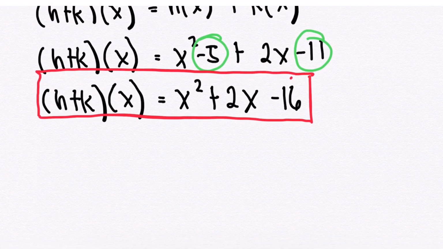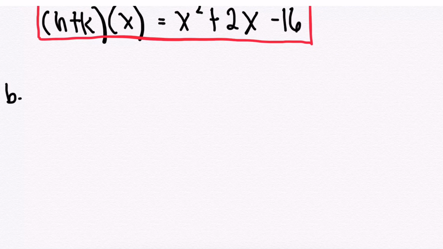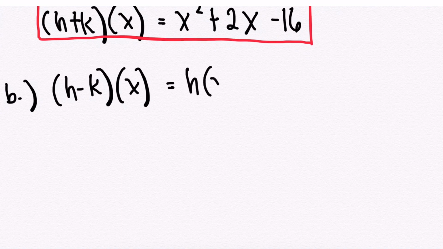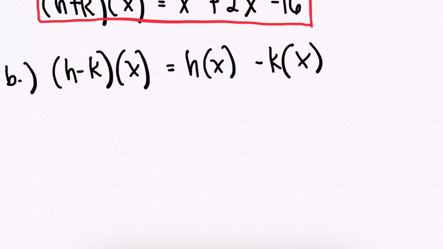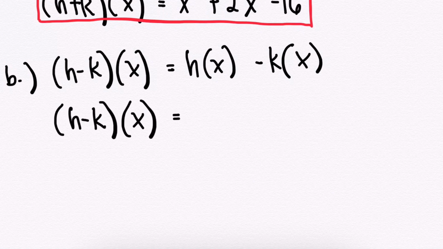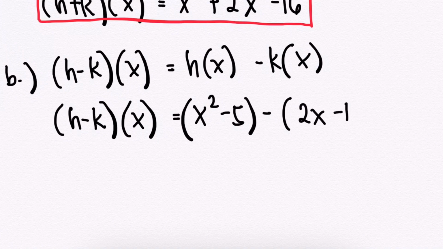Okay, let's have example B. Suppose you are asked to subtract, h minus k of x, and that is equal to h of x minus k of x. Same process, just get the value of h of x and k of x. That is, h minus k of x is equal to h of x, which is x squared minus 5, minus k of x, which is 2x minus 11. Take note that you need to enclose the subtrahend in parentheses because you are going to change the sign of each term, then proceed to addition.